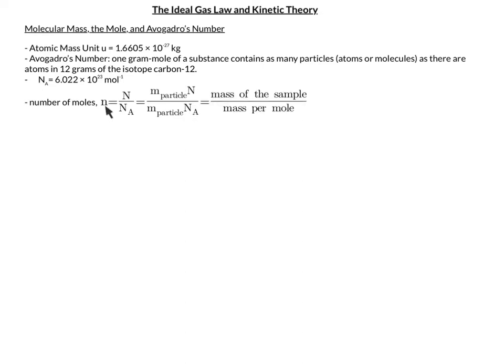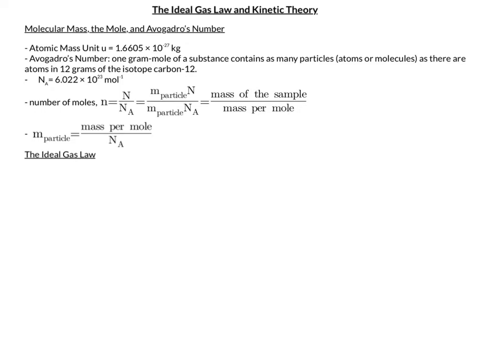So the number of moles can be expressed as the number of molecules divided by Avogadro's number, or the mass of the entire sample divided by the mass per mole. So then, combining these, we end up with the mass of the particle being equal to the mass per mole divided by Avogadro's number.